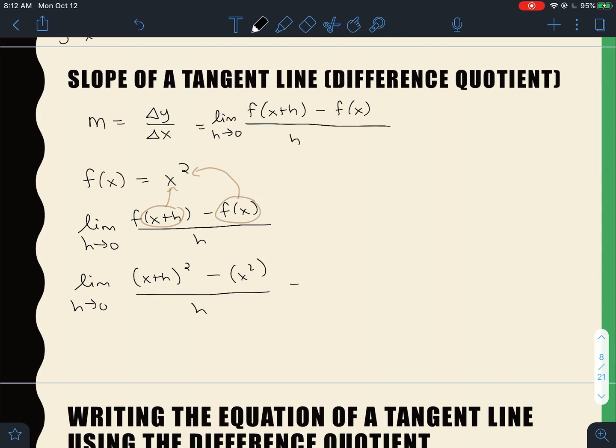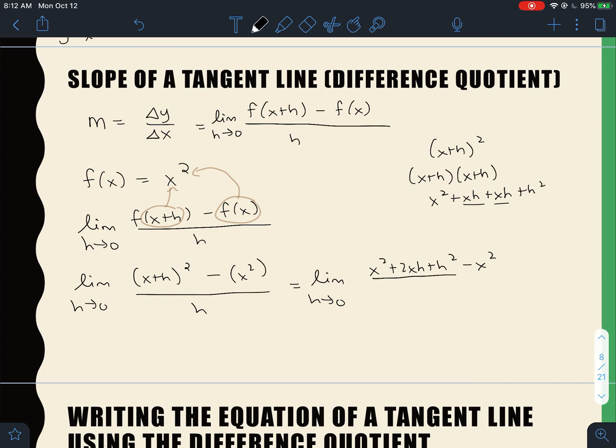squared all over h. And then if I multiply this out, I would get x squared plus 2xh plus h squared minus x squared. So again, I'm taking x plus h squared, and I'm going to multiply it out. So that's x plus h times x plus h, which is x squared plus xh plus xh plus h squared, which when you combine your like terms, you get x squared plus 2xh plus h squared. And then this is all going to be all over h.